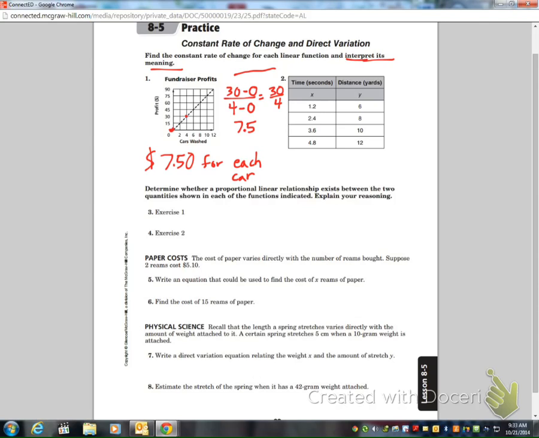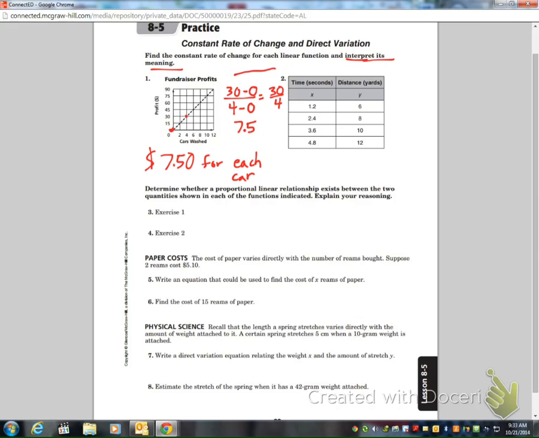If we did a similar graph, you could have vehicles washed and your profit could be different if, say, they charged a different amount, whether it was an SUV versus a compact car, or something like that. So you could have a nonlinear equation that represents a car wash fundraiser if it wasn't a constant rate of change. But this one's constant, meaning it's the same price for each car, no matter what kind of car, $7.50, right? So that's what interpreting is. It's saying, okay, that means each car is $7.50 added to the fundraiser.